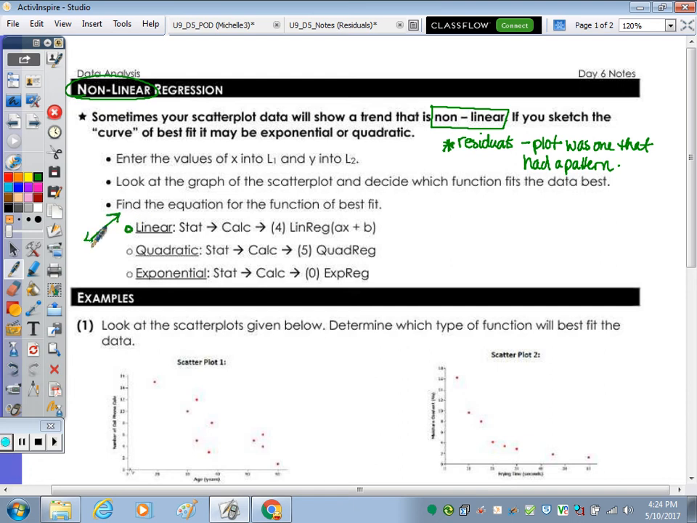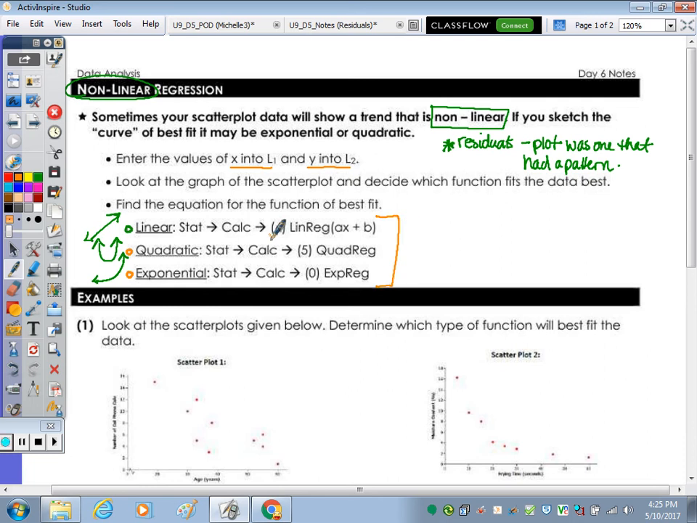This is what the graph looks like. Quadratic was the parabola, or the U-shaped curve, and then exponential was like the curved L. So instead of a linear, today we're going to take a look at quadratic and exponential curves to model the data. Going back up into the steps, we still enter the values of x into L1 and y into L2. That does not change. And then we look at the scatter plot and then decide which function fits the data best.